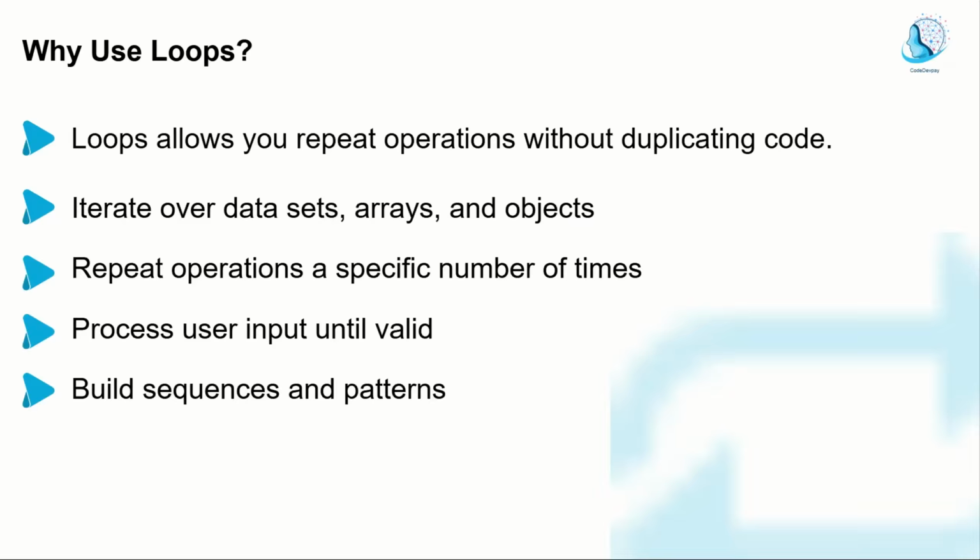So why do we use loops? First, loops allow us to repeat operations without duplicating code. And it's very important that you keep your code short and ensure that you don't duplicate your code all over the place. Secondly, we can iterate over data such as users' data or even lists. Loops also help us to repeat operations for a specific number of times. Loops are widely used for user input validation, and also loops help us to build patterns. So this could be a gaming logic, a payments logic, and others. So now let's dive deep into loops.